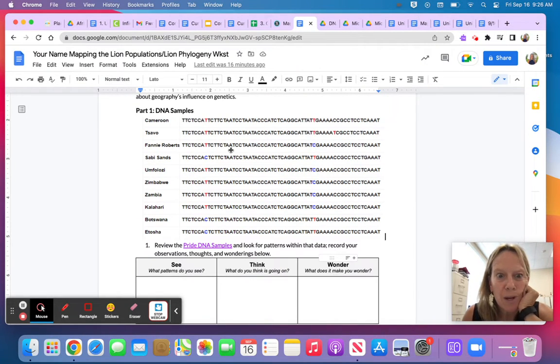Go ahead and pause the video and tell me what you see here. What do you think it means? It's DNA samples, but what are all these letters? This will be different depending on your background knowledge about DNA. And then, what do you wonder?